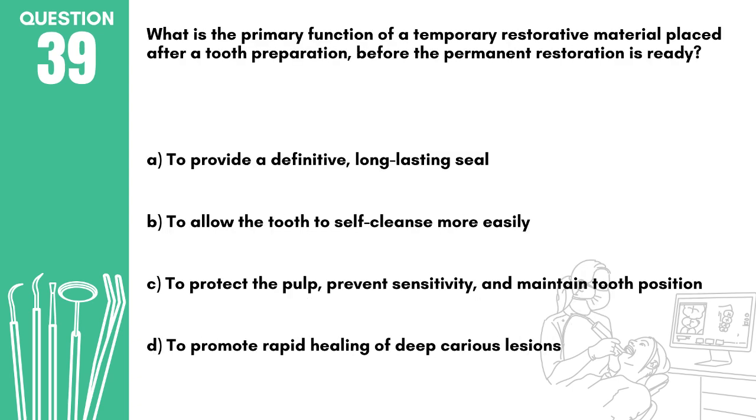Question 39. What is the primary function of a temporary restorative material placed after a tooth preparation, before the permanent restoration is ready? A. To provide a definitive, long-lasting seal. B. To allow the tooth to self-cleanse more easily. C. To protect the pulp, prevent sensitivity, and maintain tooth position. D. To promote rapid healing of deep carious lesions.